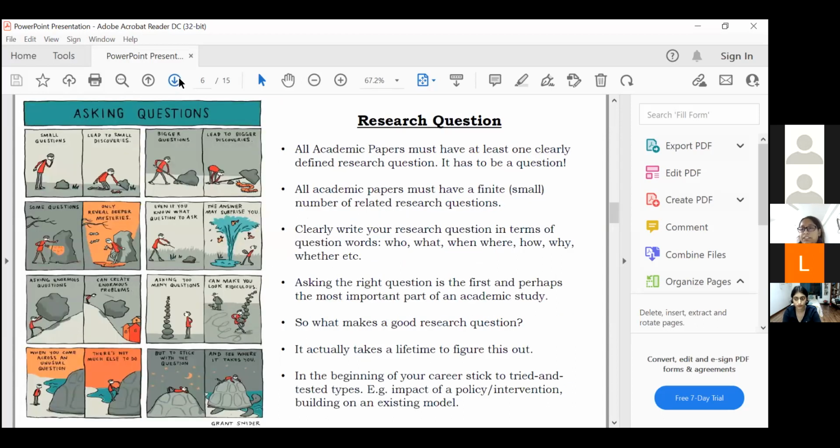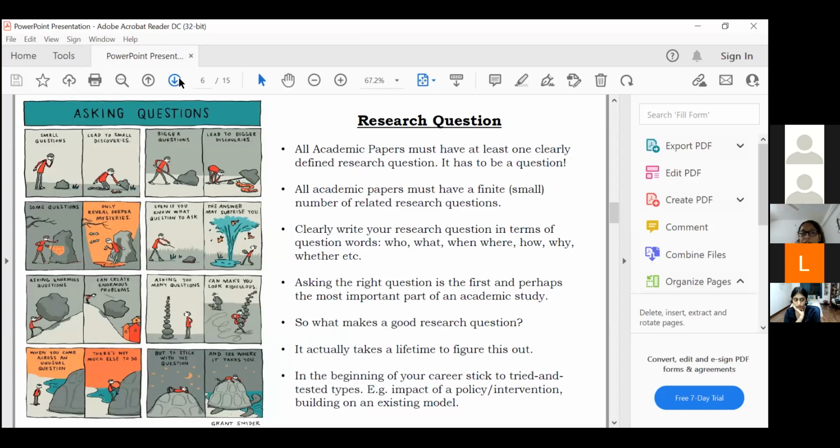Now, about research questions. So any academic article will have at least one clearly defined research question, or at least good academic articles should have at least one clearly defined research question. And this is very closely connected to the motivation of the paper. So this is why you started writing this paper.